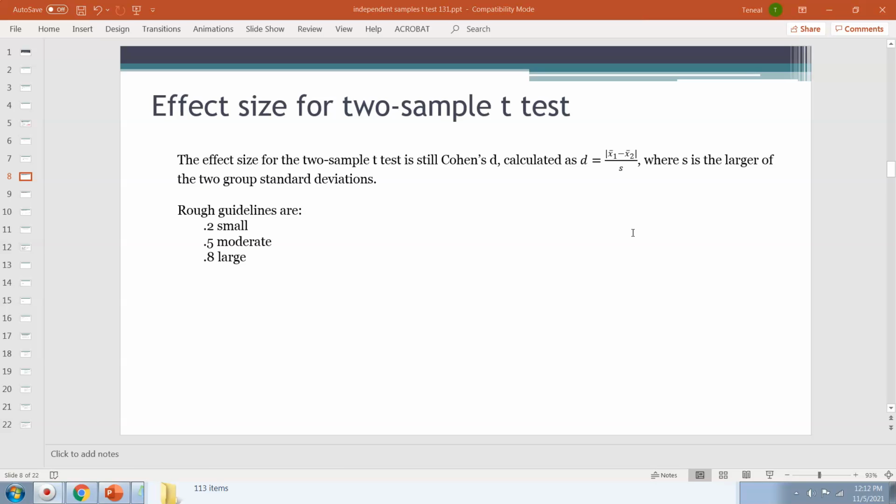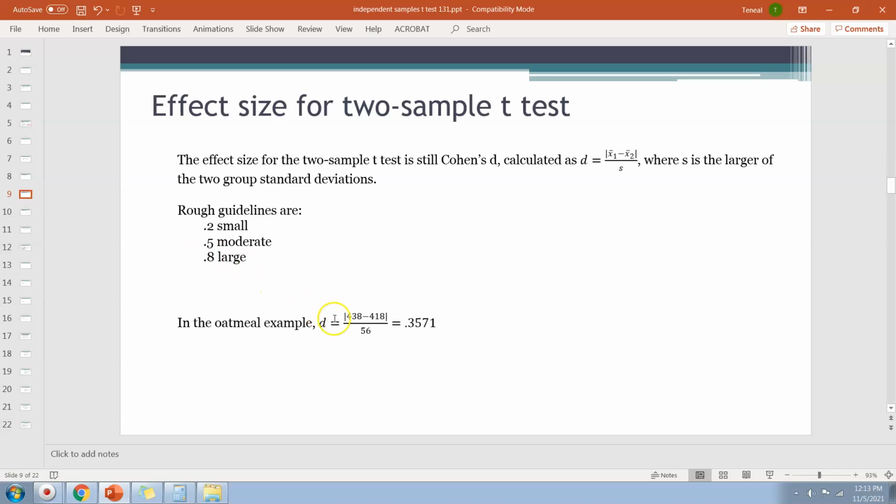Now, just like before, the rough guidelines are 0.2 is small, 0.5 is moderate, and 0.8 is large. But again, I want to emphasize that in the real world, you're not going to take these and just blindly pick the closest one. You're going to compare to similar studies. You're going to think about the context of the data to help interpret this.